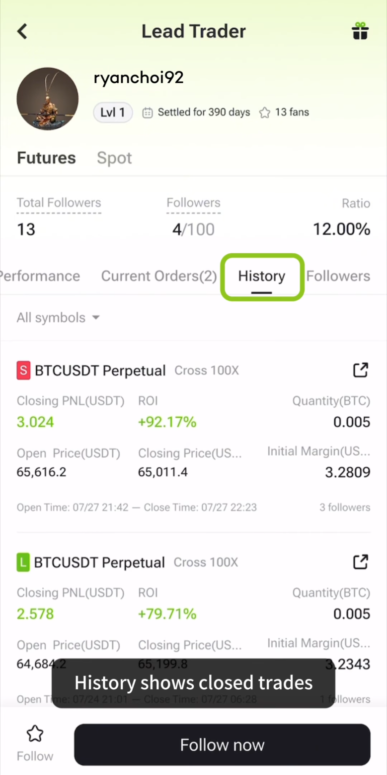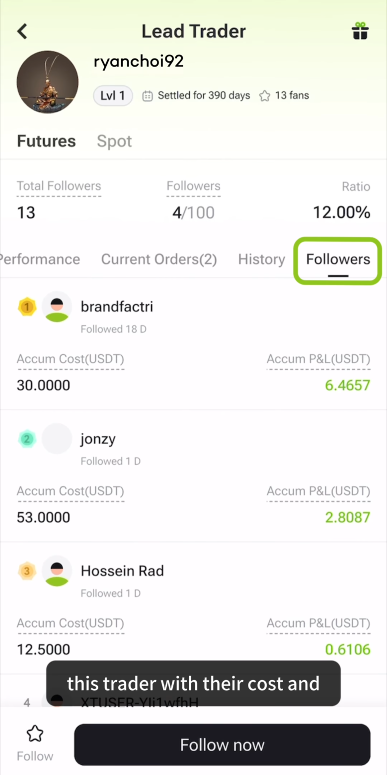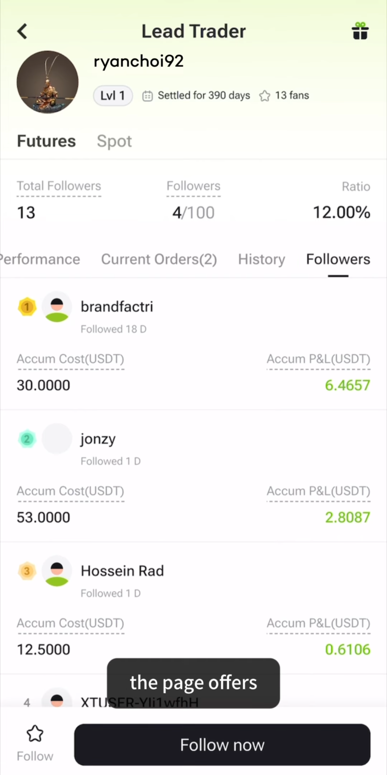History shows closed trades, so you can see whether the record is built on a long run of small wins or a handful of large ones. Followers lists the people already copying this trader with their cost and their actual return, which is the closest thing to a reference check the page offers.